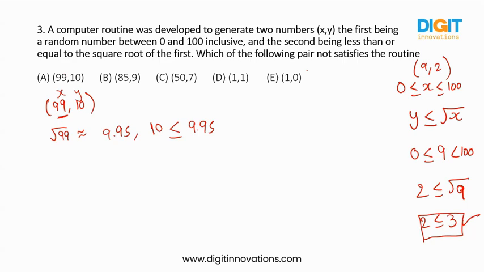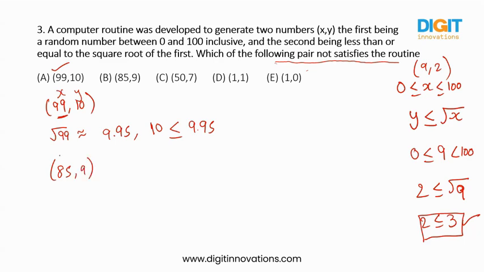So what is the question they're asking? Tell me the following pair which does not satisfy the given condition. So we can say option A is the correct one. But we can't conclude A is the correct one. Let us go with the other options also and check whether B, C, D, E are satisfying the given conditions or not.